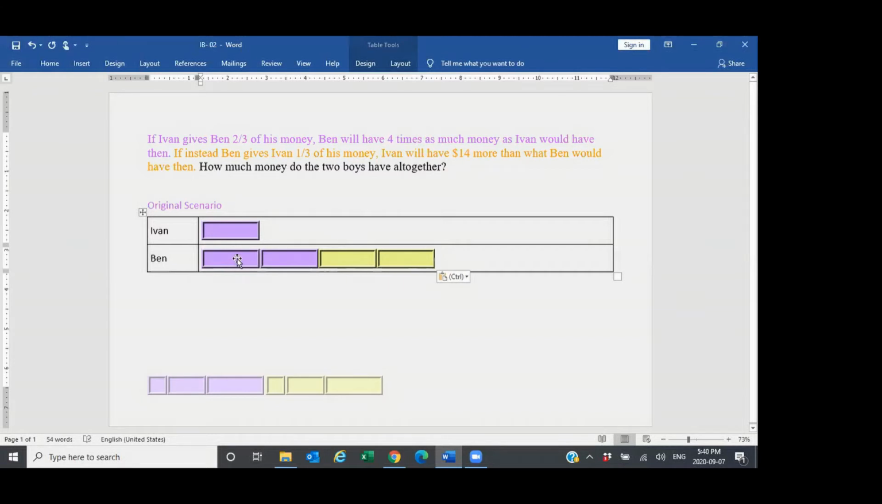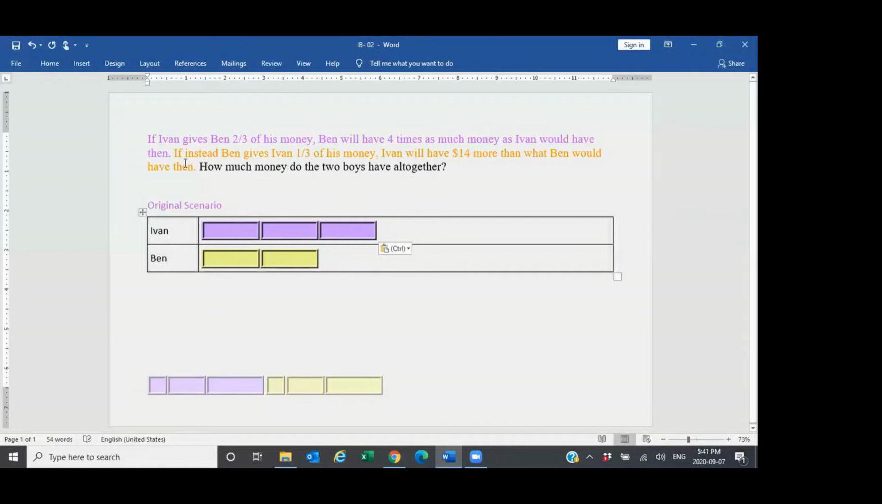All right, but to make this the original scenario, we could take these and give them back to Ivan because we defined what they had originally, not what they had if they gave each other things. There we go. Let me just take it from Ben and give it back to Ivan. We can see now that Ivan had 3 bars, while Ben had 2, because we gave them to him, followed this part of the question, and then took them back. So now we can see that this is really the original scenario.